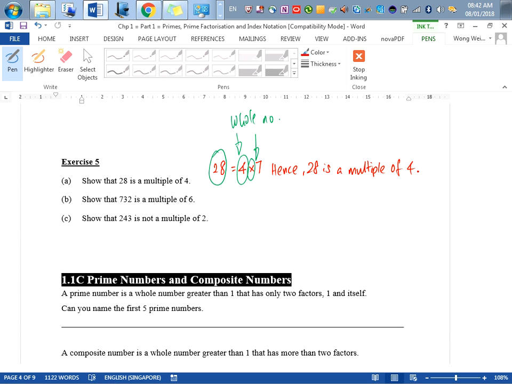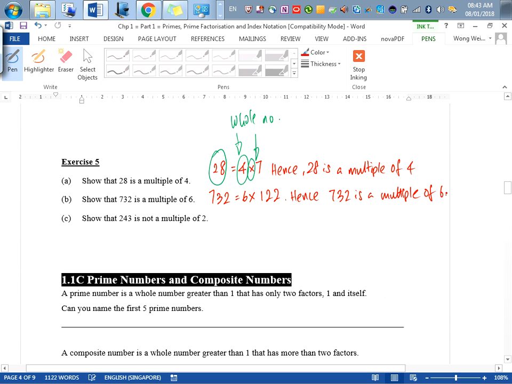Okay, who needs more time for part B? Right, so in part B, 732 equals to 6 times 122. If I can write it down this way, where 6 and 122 are whole numbers, they are integers, then hence 732 is a multiple of 6. Okay, now part C.